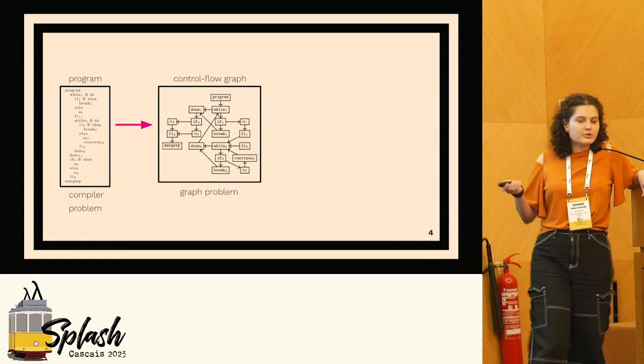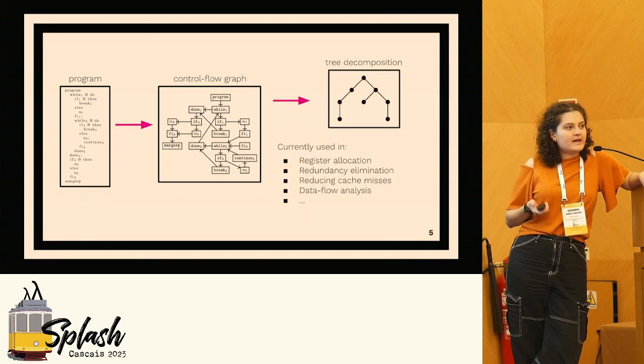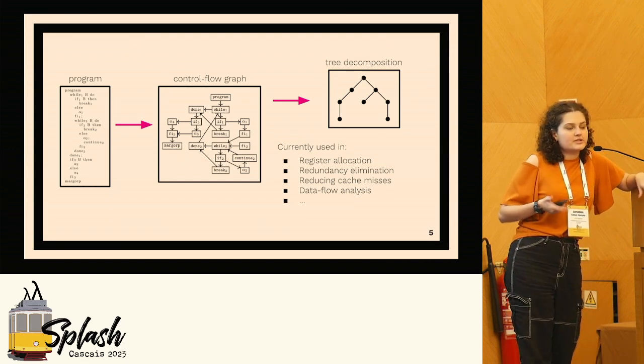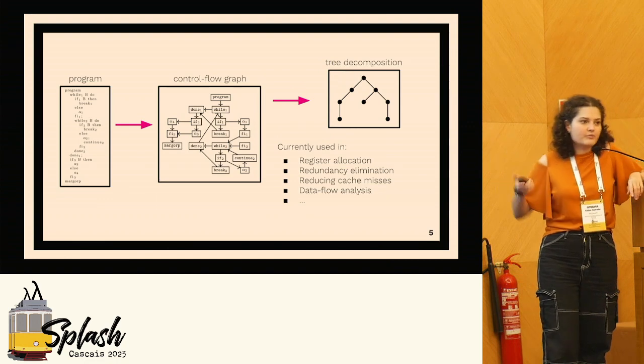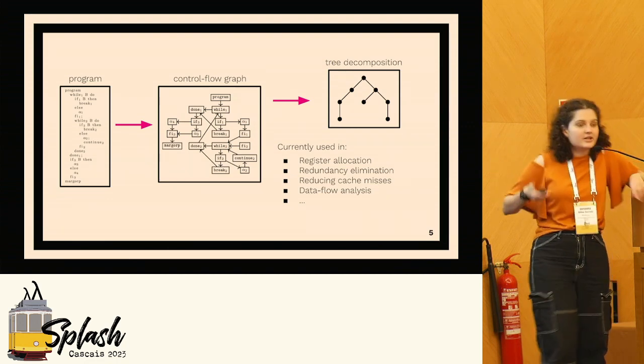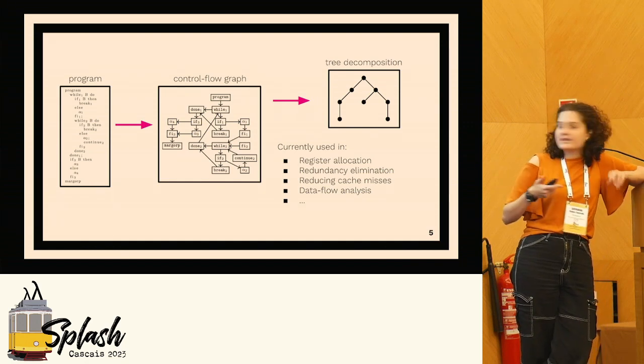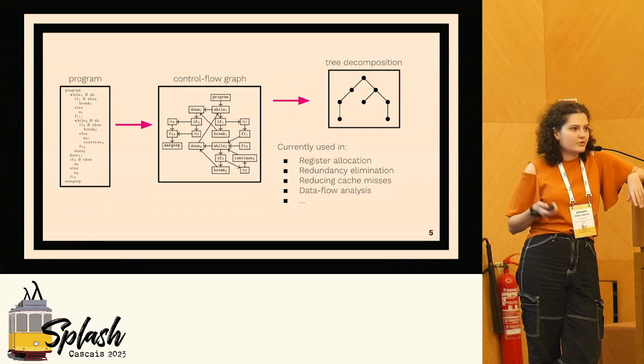So something that we've been employing for a while now is tree decompositions, which means that we're using the fact that these programs kind of look like trees. And by using that fact, we can solve a lot of these graph problems way more efficiently. This has historically been used to solve register allocation, redundancy elimination, reducing cache misses, and all types of data flow analysis tasks, like algebraic program analysis.